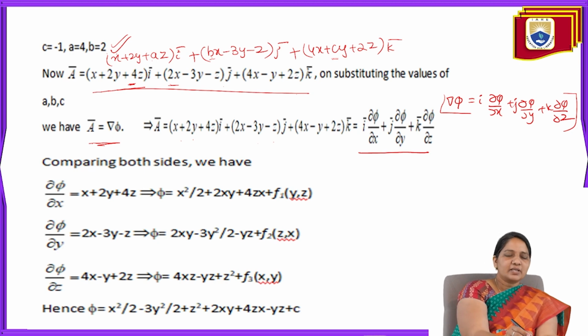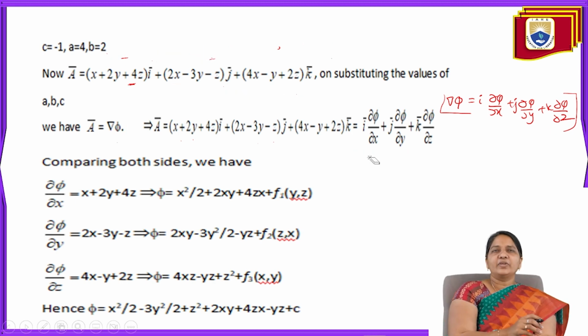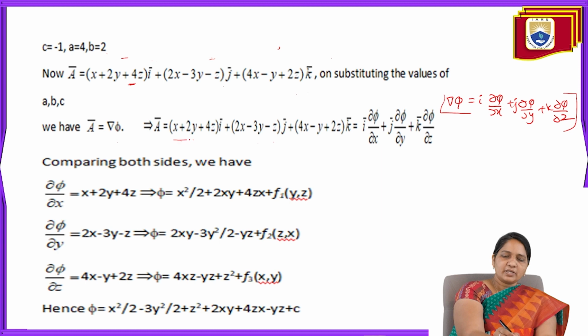So what they are saying in the question is a bar equal to del pi. Del pi we already know. What is del pi? i dou pi by dou x plus j dou pi by dou y plus k dou pi by dou z. That is what we are equating here. Now we are comparing the coefficients of i, j, k on both sides. So here the i coefficient is x plus 2y plus 4z.